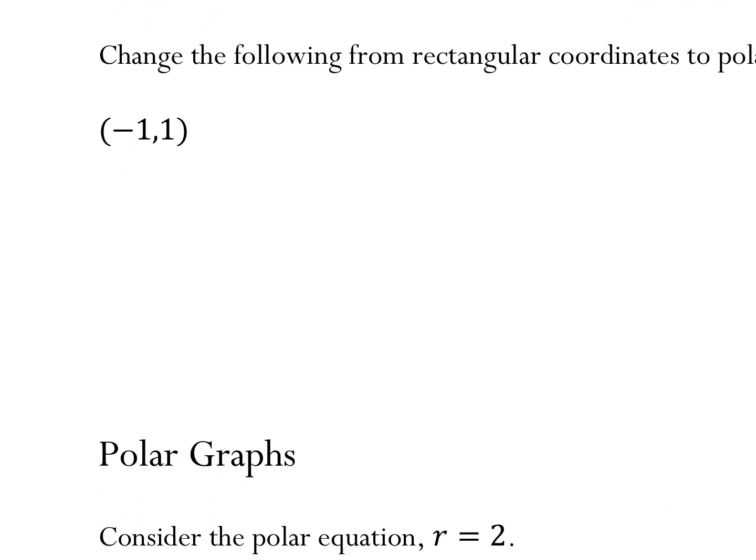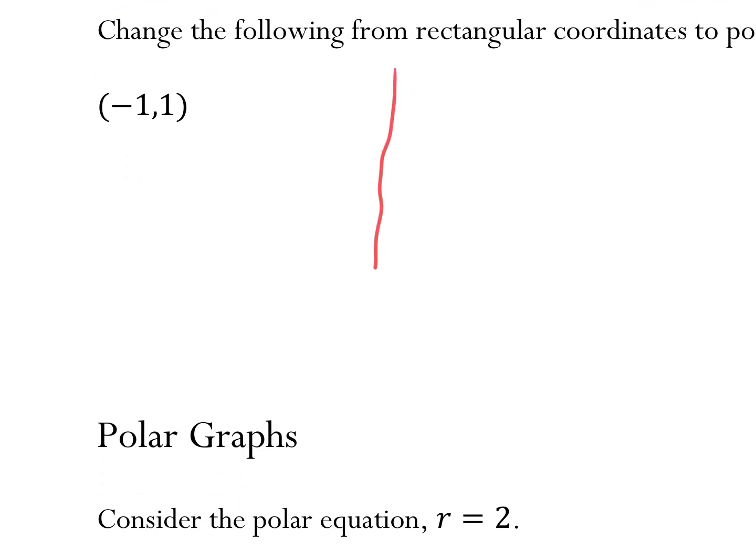All right, now, what if I have the rectangular point, -1, +1? That would be second quadrant, yes? So this would be kind of my picture, where each of these is 1.